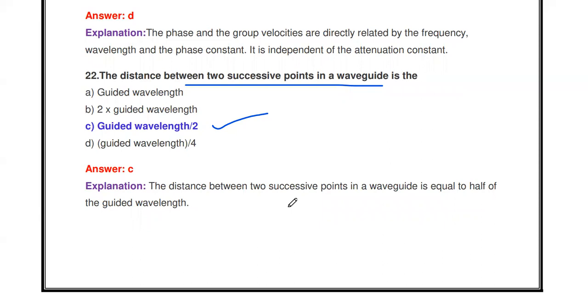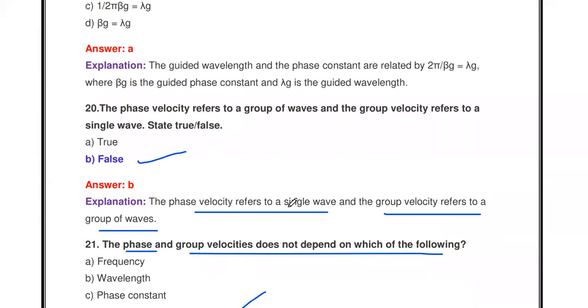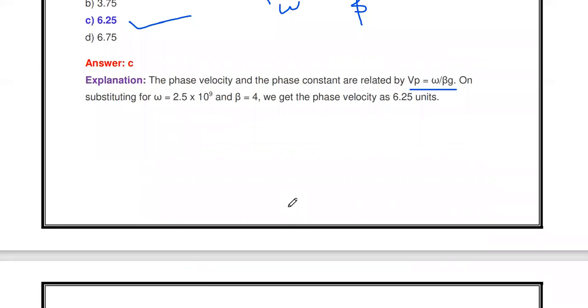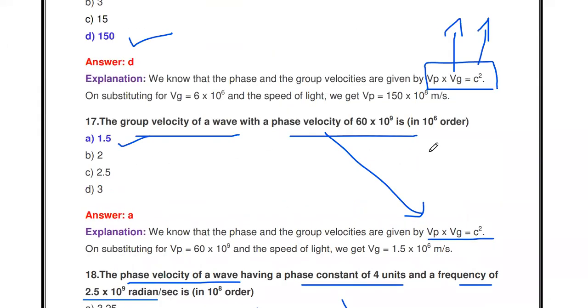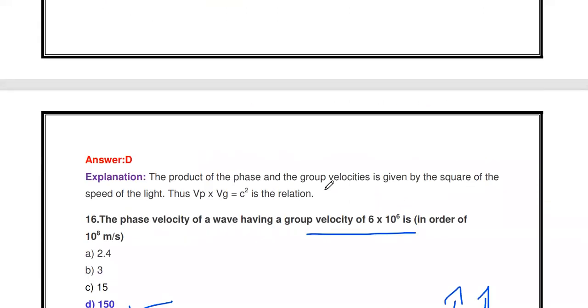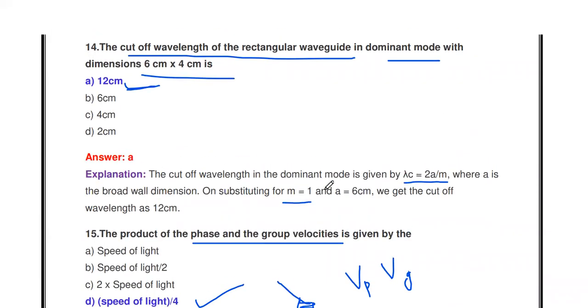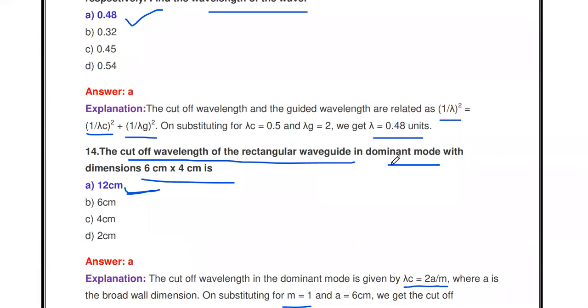Okay, so these are some of the questions from the transverse electric and magnetic wave as well as the phase velocity and group velocity problems. Okay, so these are the objective type questions from unit 4.